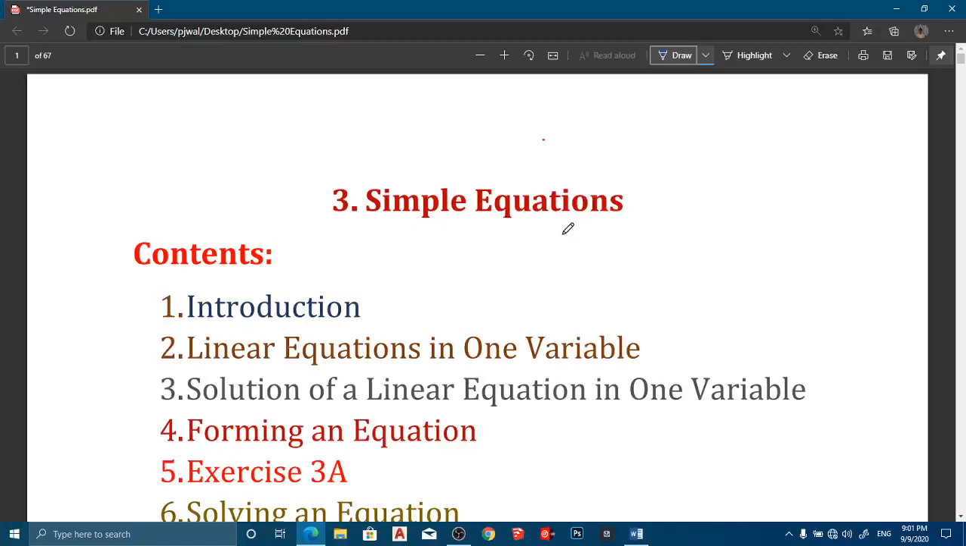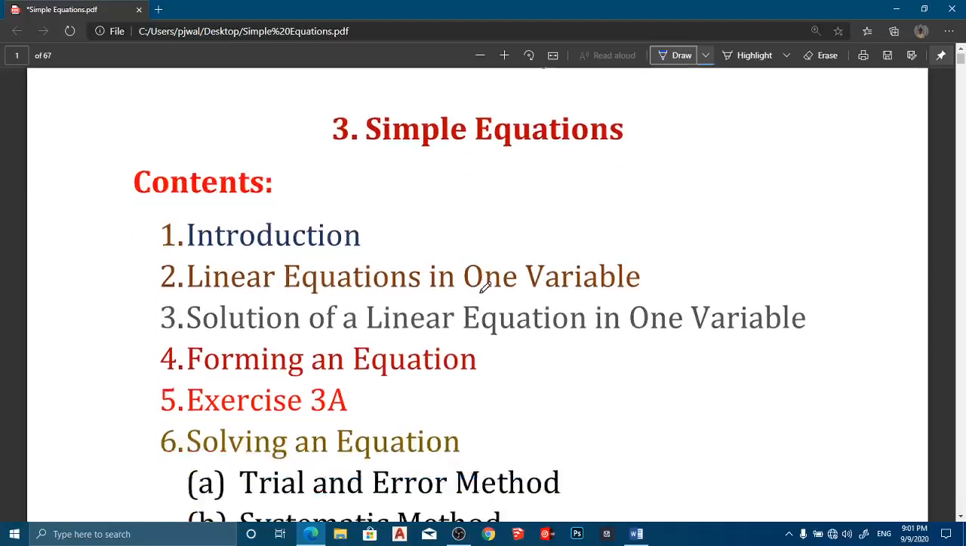Simple equations. These simple equations are also called linear equations in one variable. So you see here, linear equations in one variable. Simply, this chapter name is kept as simple equations. Actually, these are linear equations in one variable.